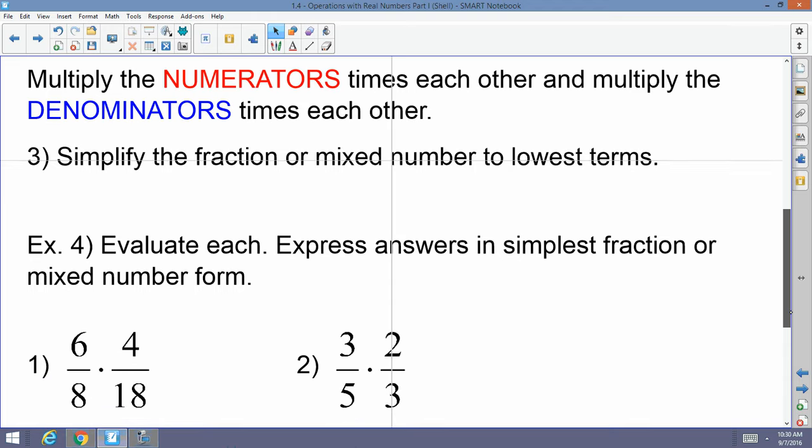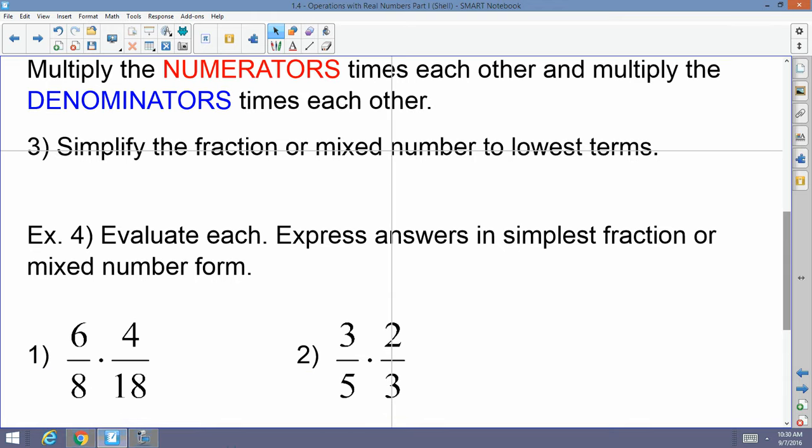For example, evaluate each. Express answers in simplest fraction or mixed number form. Whenever they say evaluate, by the way, guys, that could mean just go ahead and add and subtract or multiply. Perform the indicated problem. It could mean x plus 5 and x equals 4, and then you plug in 4 for x. That could be evaluate as well. Evaluate just means find the answer. Whether it's adding, subtracting, multiplying, dividing, find the answer. Whether you have to plug in a variable, find the answer. Okay, so that's what evaluate means.